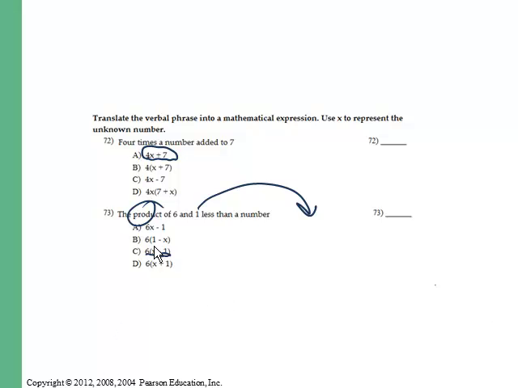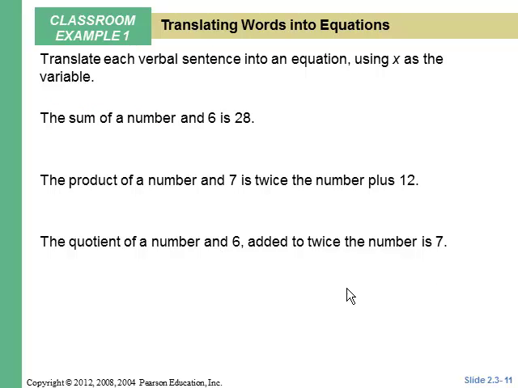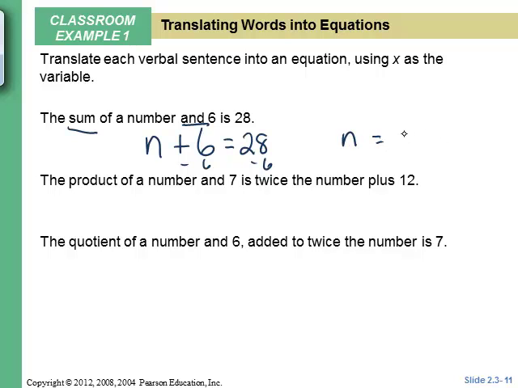Now that we know how to do that, let's write some equations then. Translate each of these into an equation. The sum, that means add. I'm going to use n for number, plus 6 and 6 is 28. Now we can solve that, of course, subtract 6 from each side, and we get the number is 22. But it doesn't ask us for that.